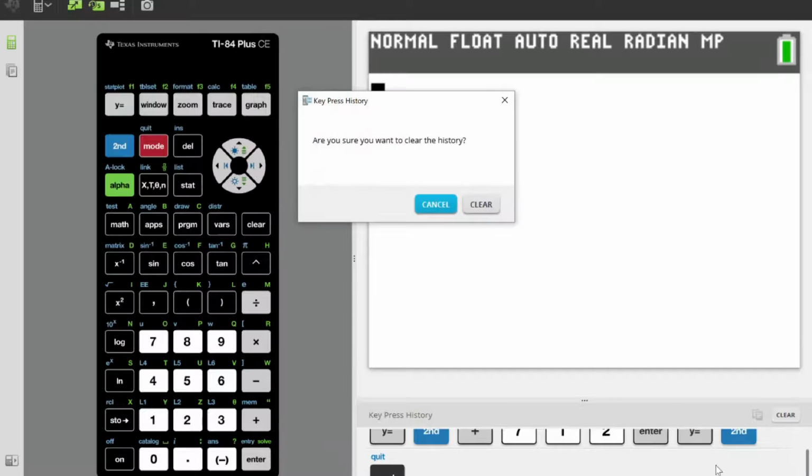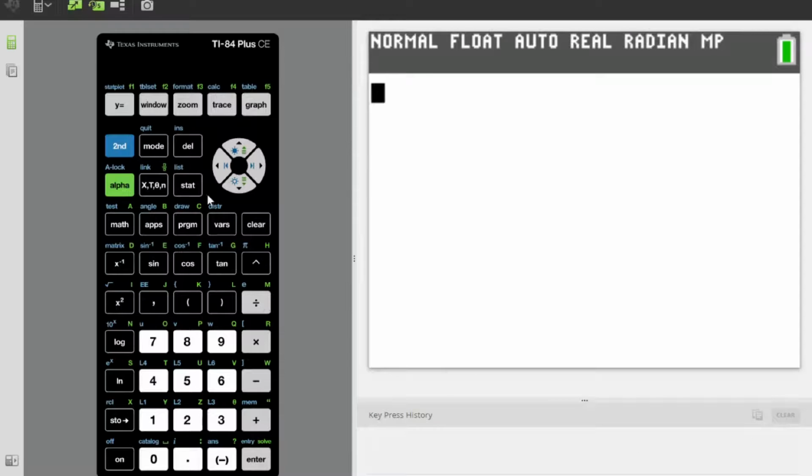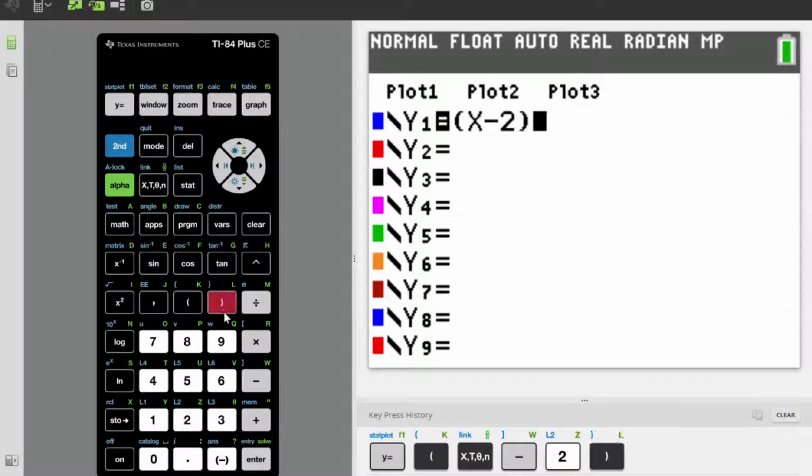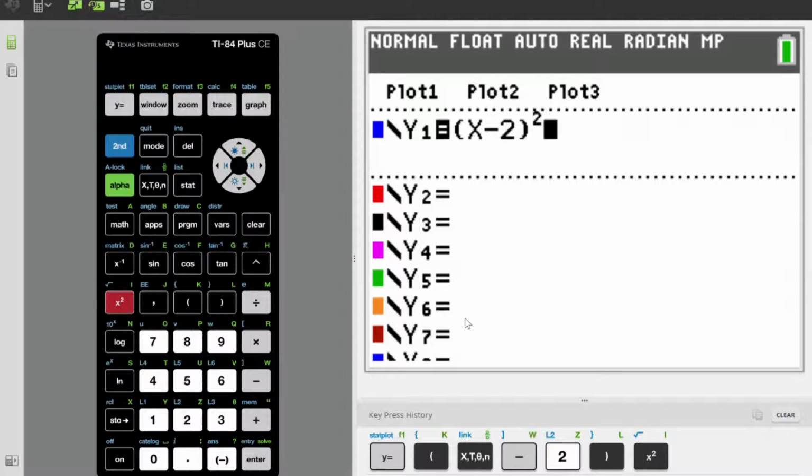So I'm going to go ahead and clear my key history here because you don't need to worry about that. I'm going to put this equation I'm working with, which is x minus 2 squared. So I type open parentheses, my variable of x minus 2, and then close parentheses. And then to get the square, I just come over to this button and hit x squared. Hopefully you are starting to get experience with a TI-84 or 83, but those are the most common ones used in most math classrooms.